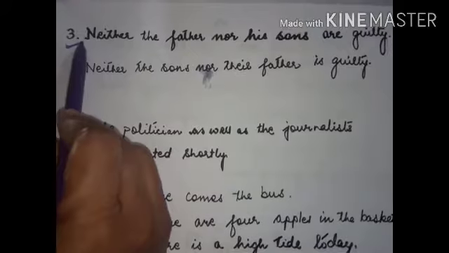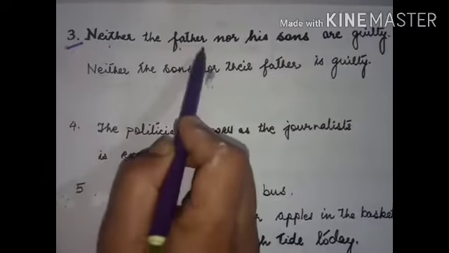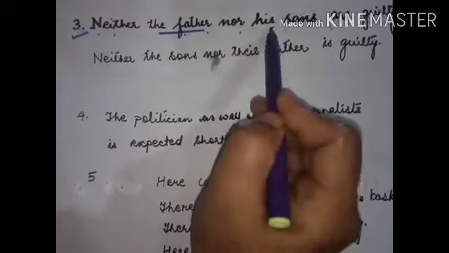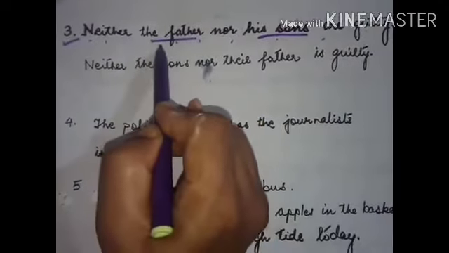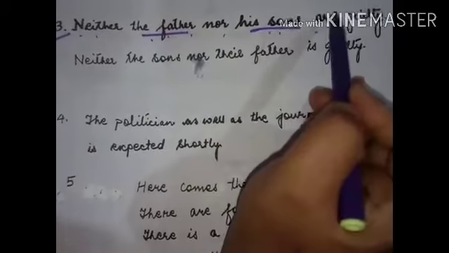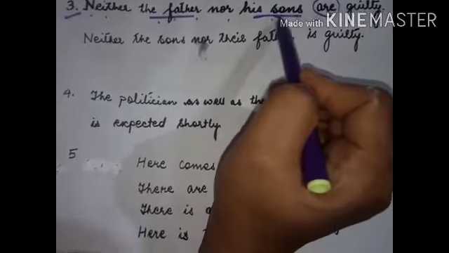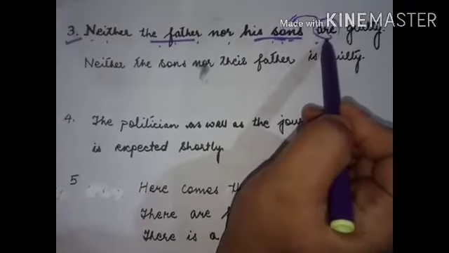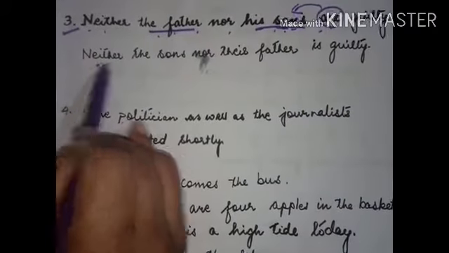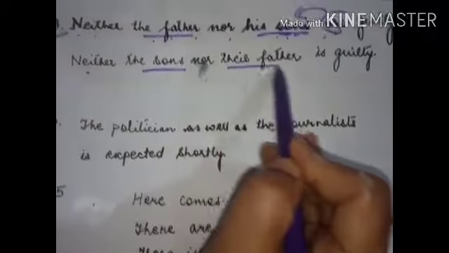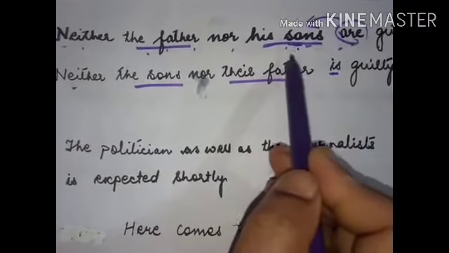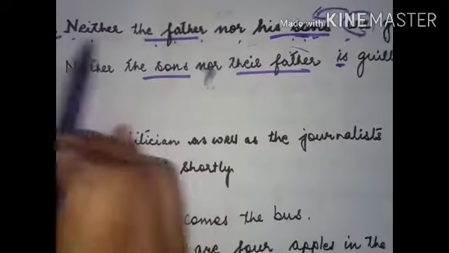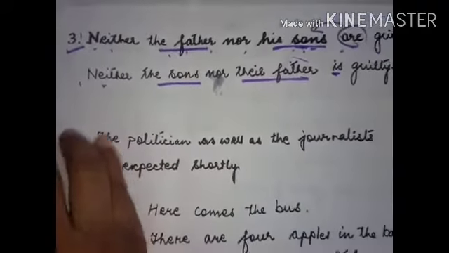Now look at the third example. Neither the father nor his sons are guilty. Now in this case, two nouns are there. One of the nouns is singular and the other is plural. So it will take a plural verb. If the second noun is plural, the verb closer to the second noun should be a plural verb. Now look at the second one. Neither the sons nor their father. Now this verb is closer to this noun and this noun is singular, so the verb should be singular. So this is an exception to rule number 2.